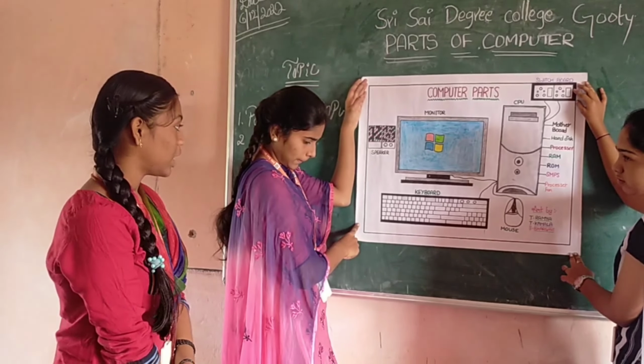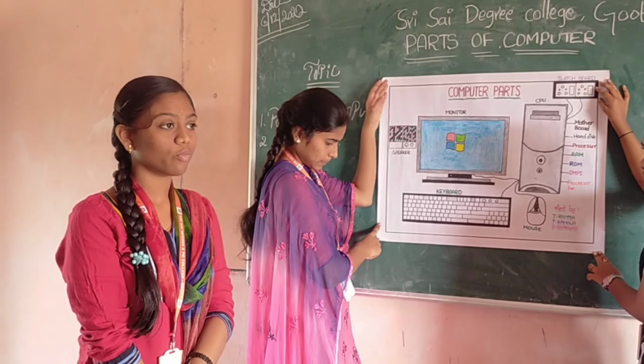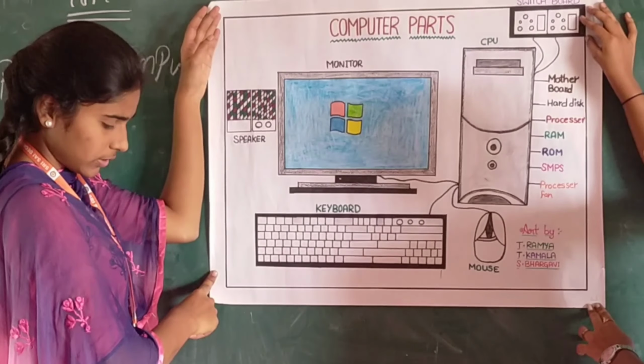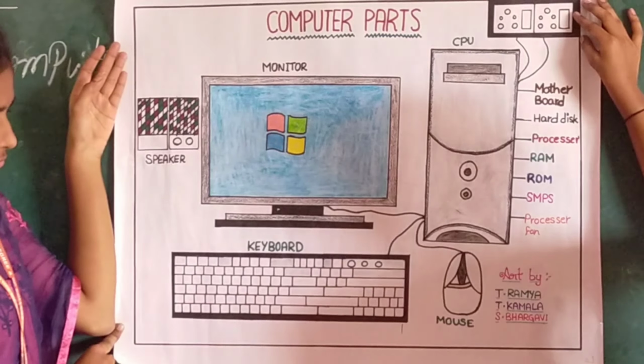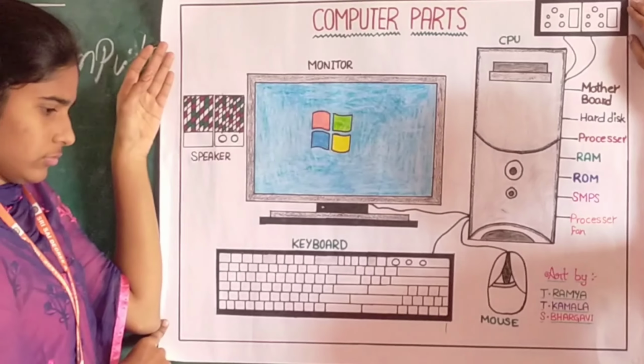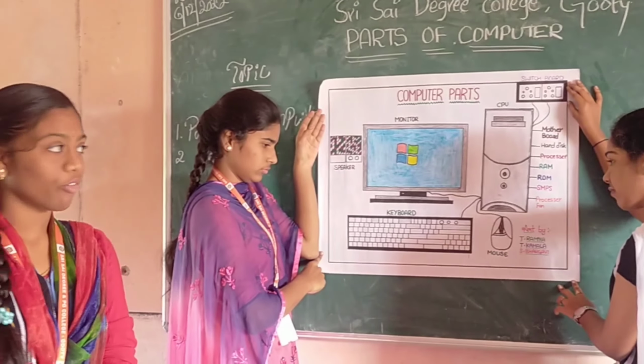And next, I'm telling about the mouse. The mouse is used to move the cursor in the monitor. The mouse has a left click, right click and scroll. The scroll is used to see many files in the monitor.